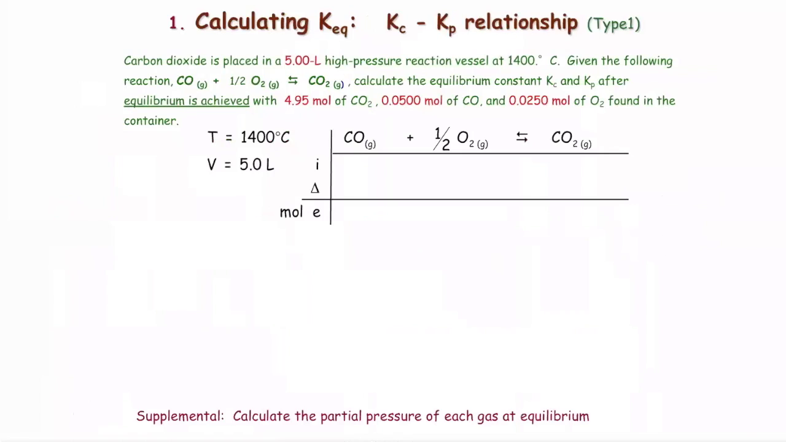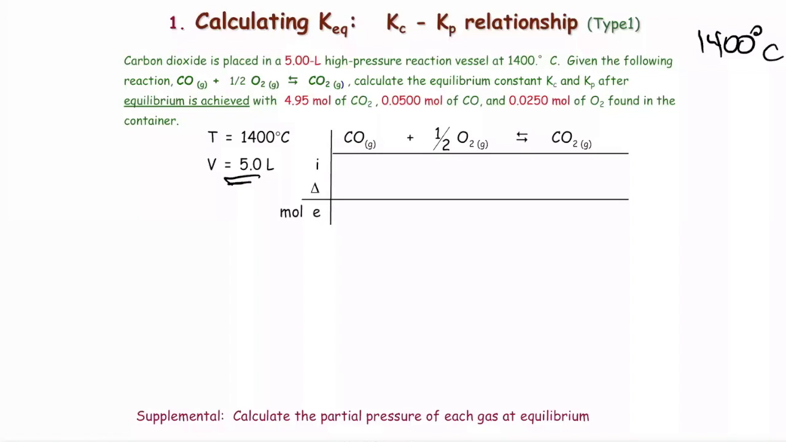Okay, here's a problem. We have a 5-liter volume, and it's at 1400 degrees. The reason why we always try and cite the temperature is because the equilibrium constant always changes with temperature. So when you cite an equilibrium constant, you have to specify the temperature. Otherwise, it's a way of verifying whether it's right or not.